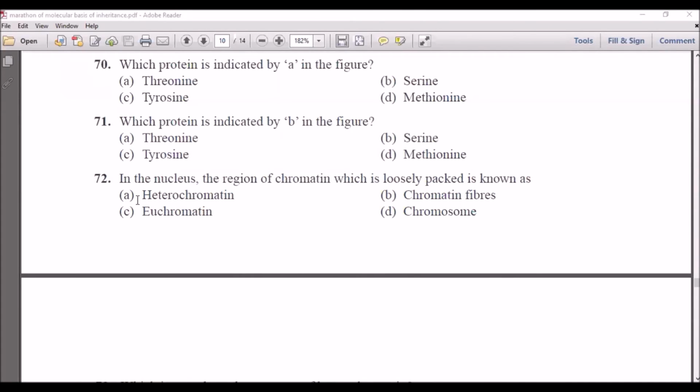Next question is, in the nucleus, the region of chromatin which is loosely packed is known as heterochromatin, chromatin fibers, euchromatin, or D is chromosome. Now we know that the region of chromatin that is loosely packed is known as this heterochromatin.